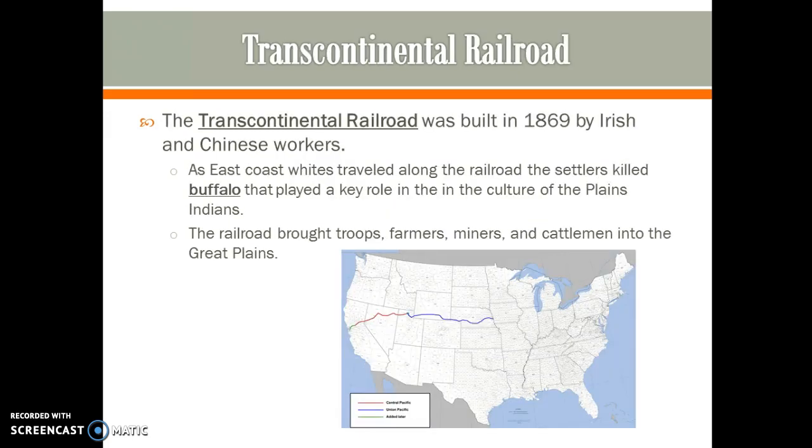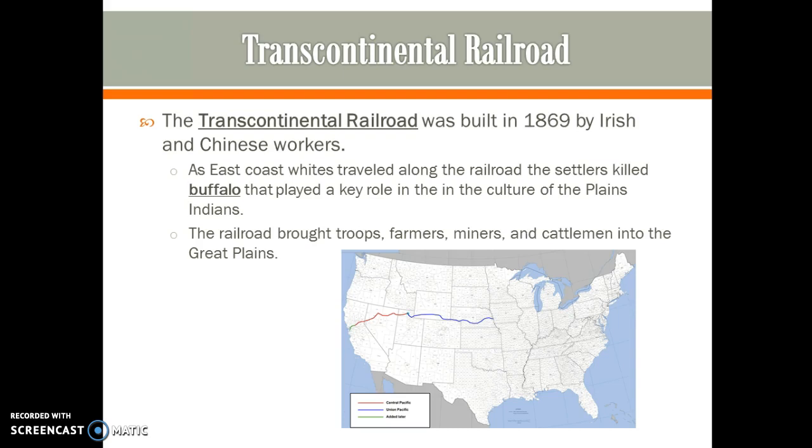Okay, so the Transcontinental Railroad was one of the main things that occurred in the 1860s that changed American life. The Transcontinental Railroad was actually approved under Lincoln, but it's not built until 1869. It's important because it's built mainly by Irish and Chinese workers, so mainly immigrants. Okay? And as the East Coast started feeling like the population was increasing too much, and there wasn't enough space to move around, people start traveling along the railroad.